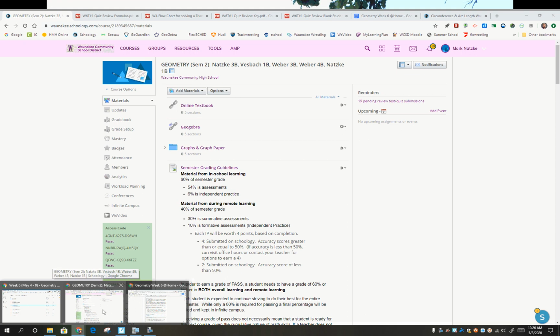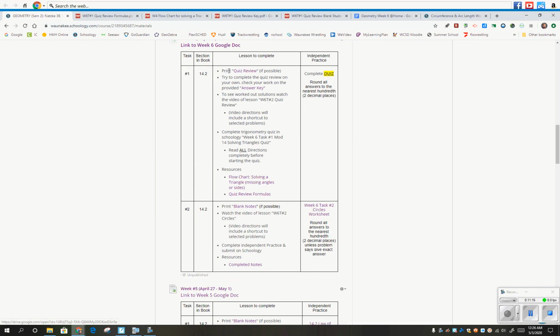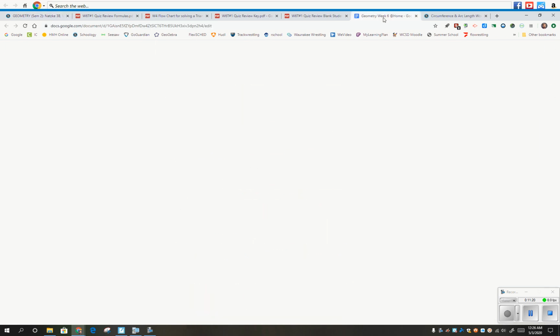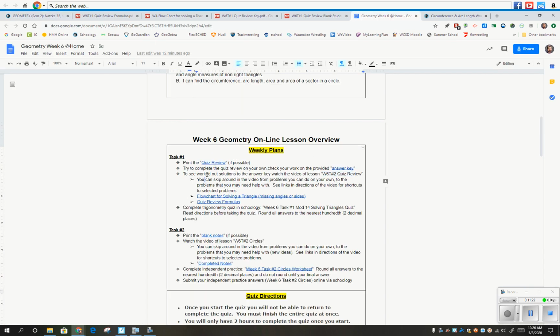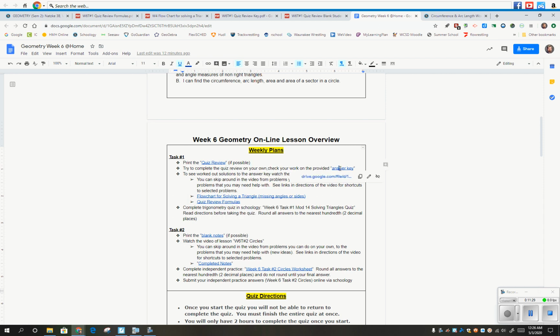Again, the links are in Schoology. So you've got your quiz review. It's our blank one. Here's the answer key. You can check your answers. They're also in the Google Doc. If you click on the links, try to complete the quiz review on your own, check your work in the provided answer key, and there it is.